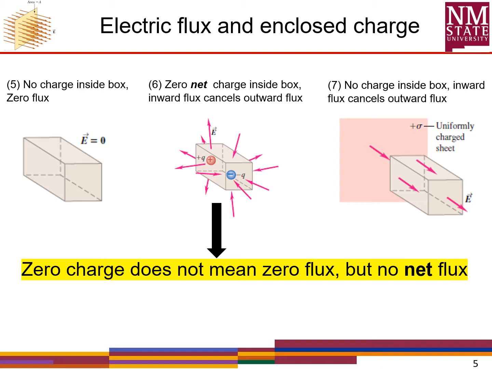And the last example is, now what you can see here you have a box, and behind this box there is a uniformly charged sheet. It's a positively charged sheet, and you can see here the electric field is coming in. So that means you have inward flux and also you have outward flux. Then the inward flux cancels the outward flux, so there is no net flux. The net flux is equal to 0 here as well.